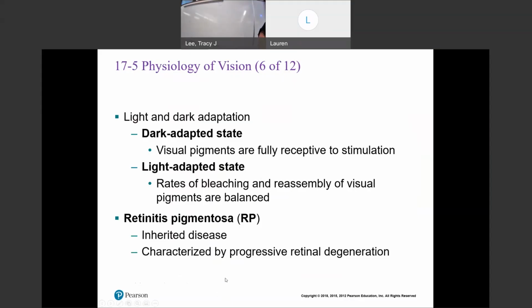Retinitis pigmentosa, this is an inherited disease. This is just retinal degeneration. So our retina slowly begins to degenerate. We cannot see without our retina. Why? It's our neural layer. It has those rods, it has those cones. If you get tears, damage, degeneration, you're not going to be able to see.